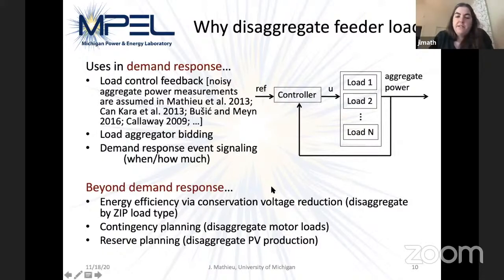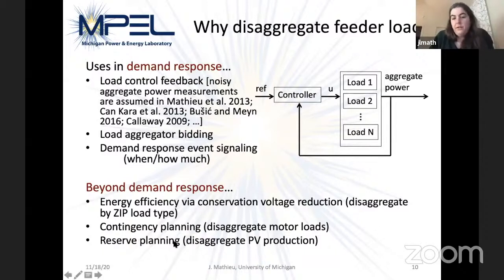The first one here is a strategy of conservation voltage reduction, where you're trying to improve the efficiency of the system by reducing the voltage in a strategic way to reduce the consumption of the loads that actually consume power as a function of voltage. But to do that effectively, you need to understand how the loads are going to respond to that change in voltage. So if you could disaggregate the load by type, specifically, we call different types of loads ZIP loads, with different components for how responsive they are to voltage, you could do a better job of triggering conservation voltage reduction in that case.